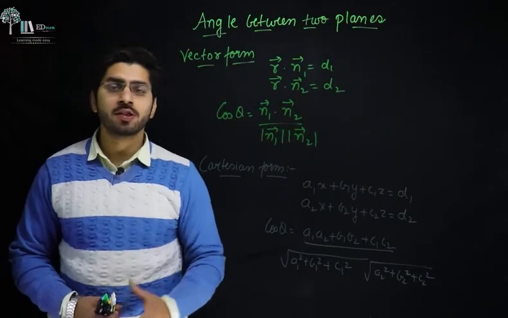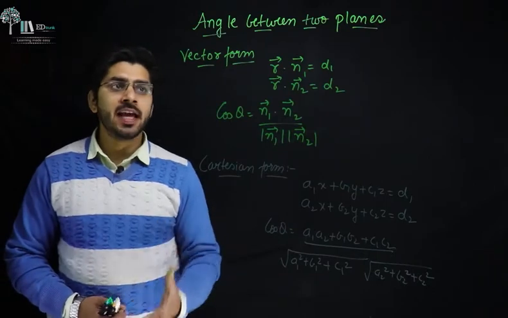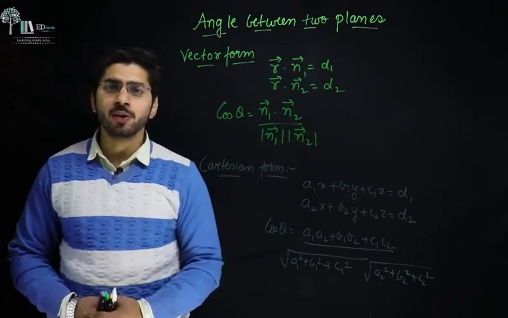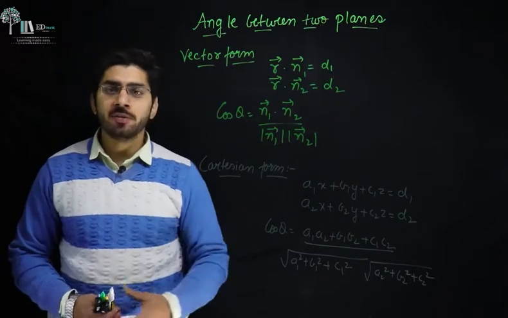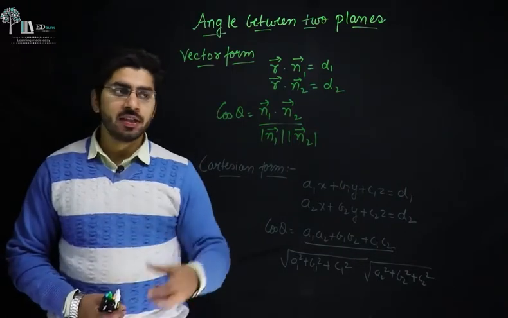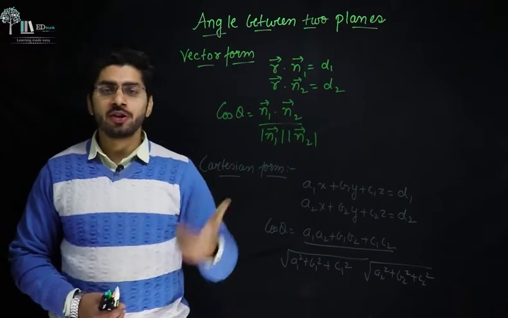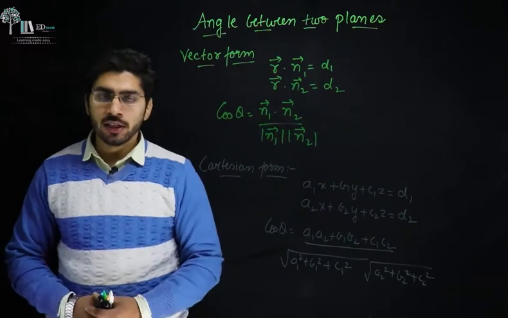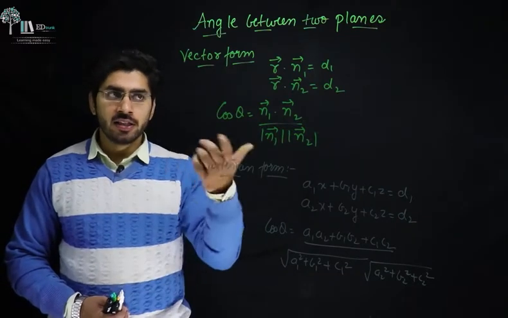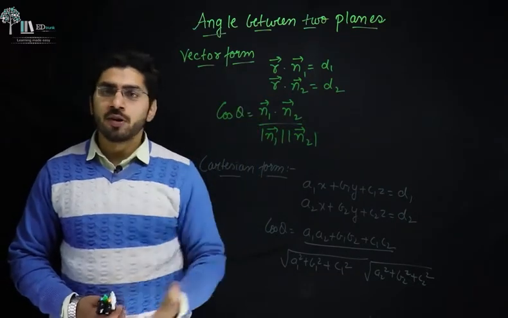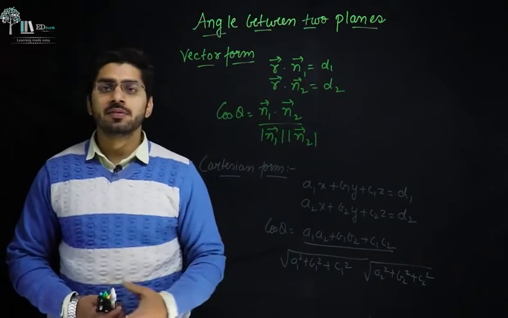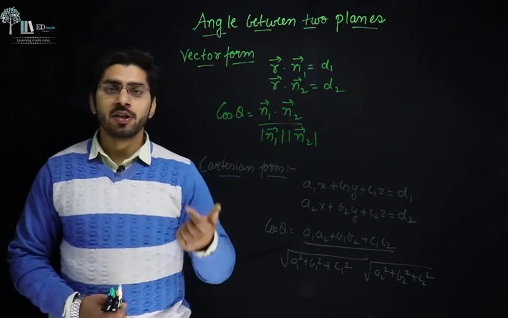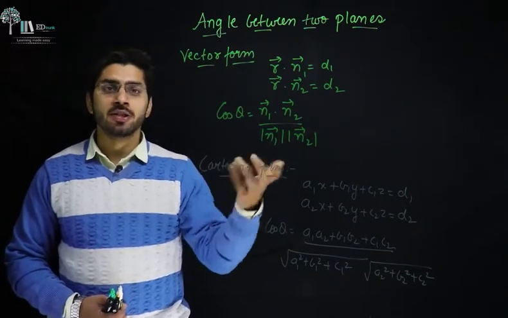Now we move on to the next concept, that is finding the angle between two planes. This is just similar to finding the angle between two lines. If you want to find the angle between two lines, we take cos theta equals the dot product of its direction ratios upon the modulus of the direction ratios. So here also we take the dot product of the normals of the planes and divide by the magnitudes of the normals. That is, cos theta is given by n1 dot n2 upon modulus of n1 modulus of n2.